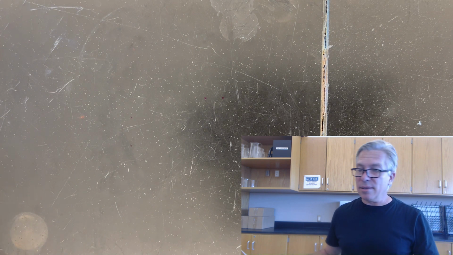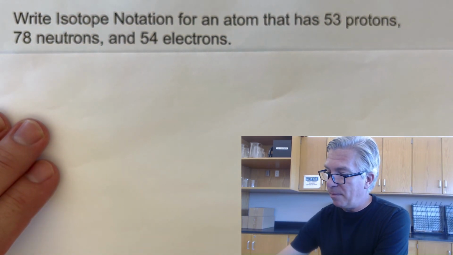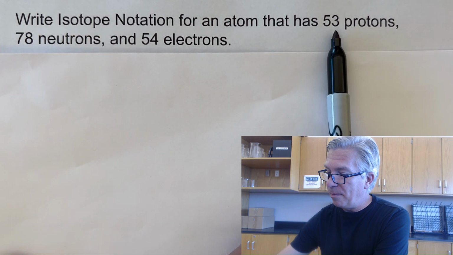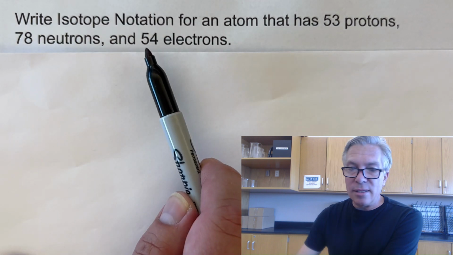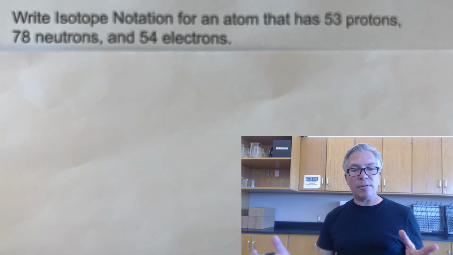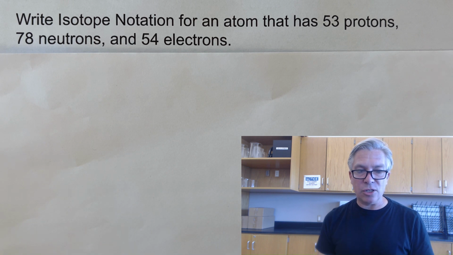All right, so I have one for you to try. And in case you're wondering, yes, I did already solve the pause the video problem, unlike the last video when I just went ahead and did it. But here's the prompt. We're going to write isotope notation for an atom that has 53 protons, 78 neutrons, and this time 54 electrons. So grab your periodic table, pause the video, and see if you can come up with isotope notation for this one.